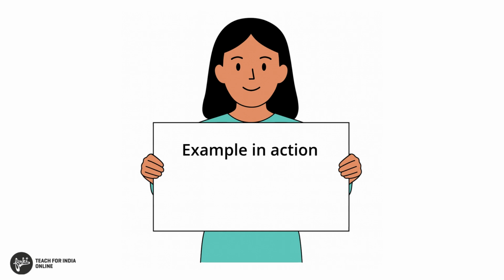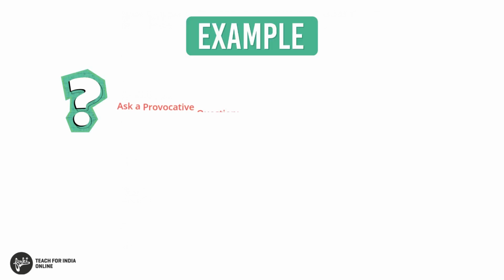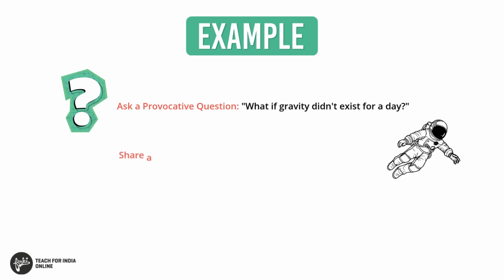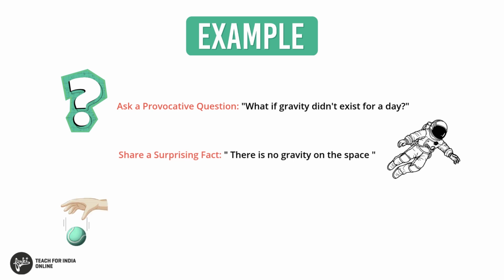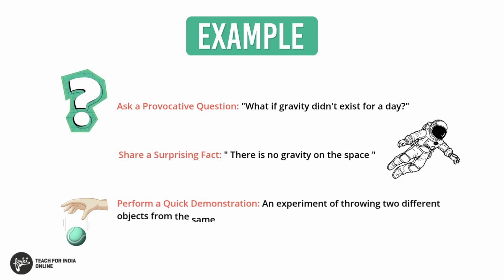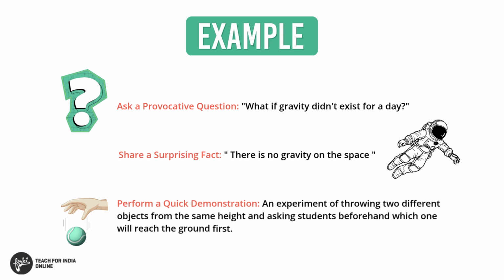For instance, if you want to teach gravity, you can. First, ask a provocative question. What if gravity didn't exist for a day? Second, share a surprising fact. There is no gravity in space. Third, perform a quick demonstration, an experiment of throwing 2 different objects from the same height and asking students beforehand which one will reach the ground first.